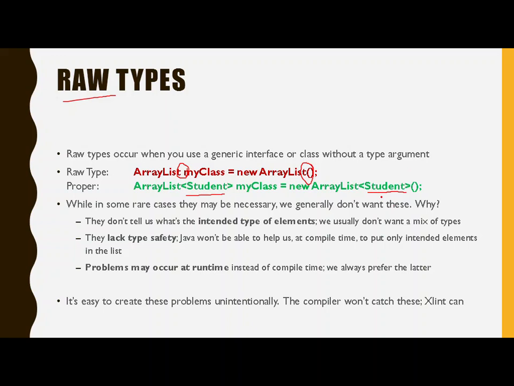So why don't we like raw types? Well, it's not expressive of the element type, right? When we leave it out, the reader's looking at it like, wait, what's supposed to go here? You're really just collecting objects? Really, anything in the world can go there?